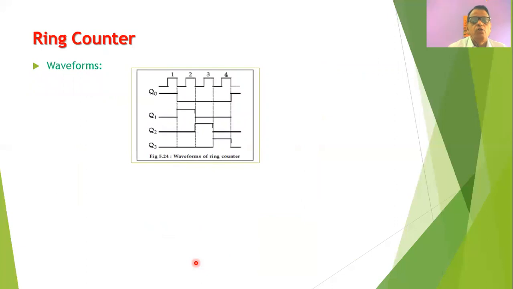One can easily draw the waveforms for the ring counter. Initially the output Q0 is 1, while Q1, Q2 and Q3 will be 0. Now when we apply the first clock pulse, output Q0 will drop to 0, but Q1 will become 1. After the second clock pulse, output Q2 will become 1. After the third clock pulse, the output Q3 will become 1.